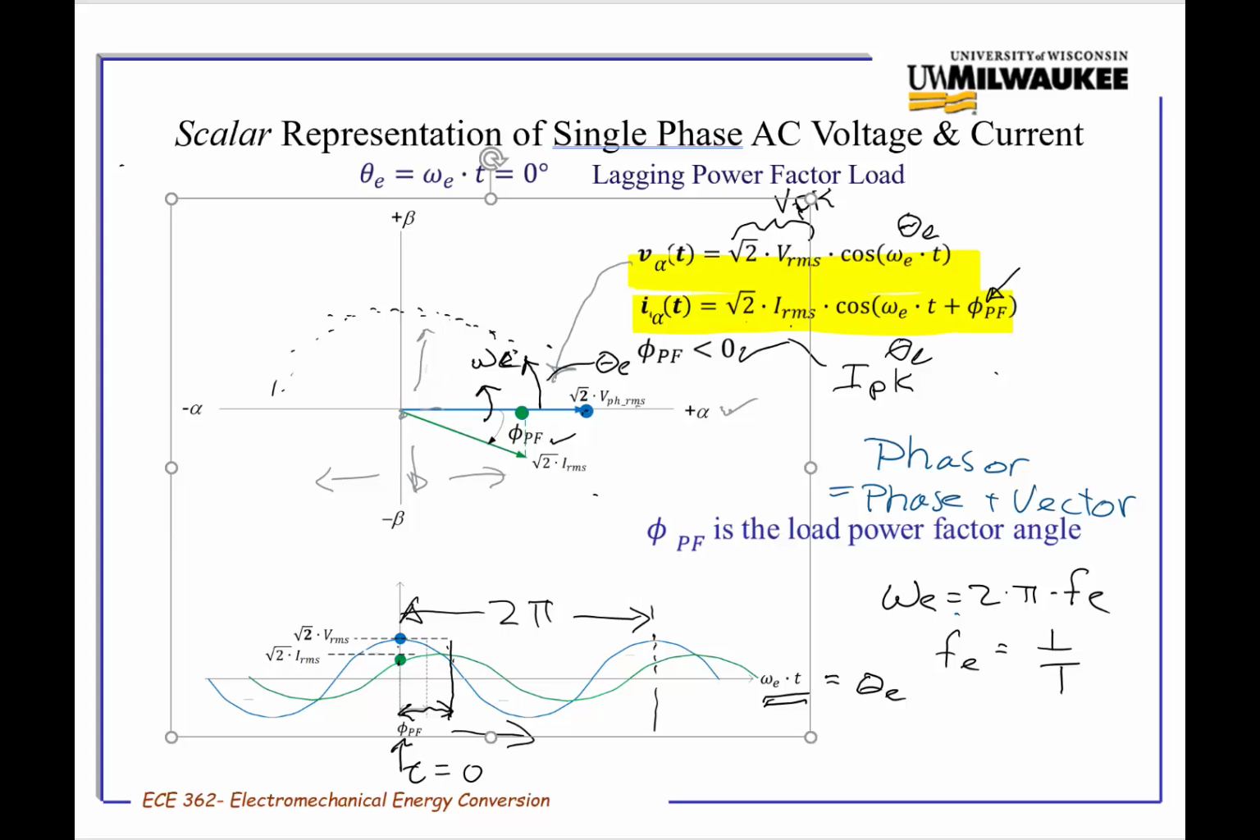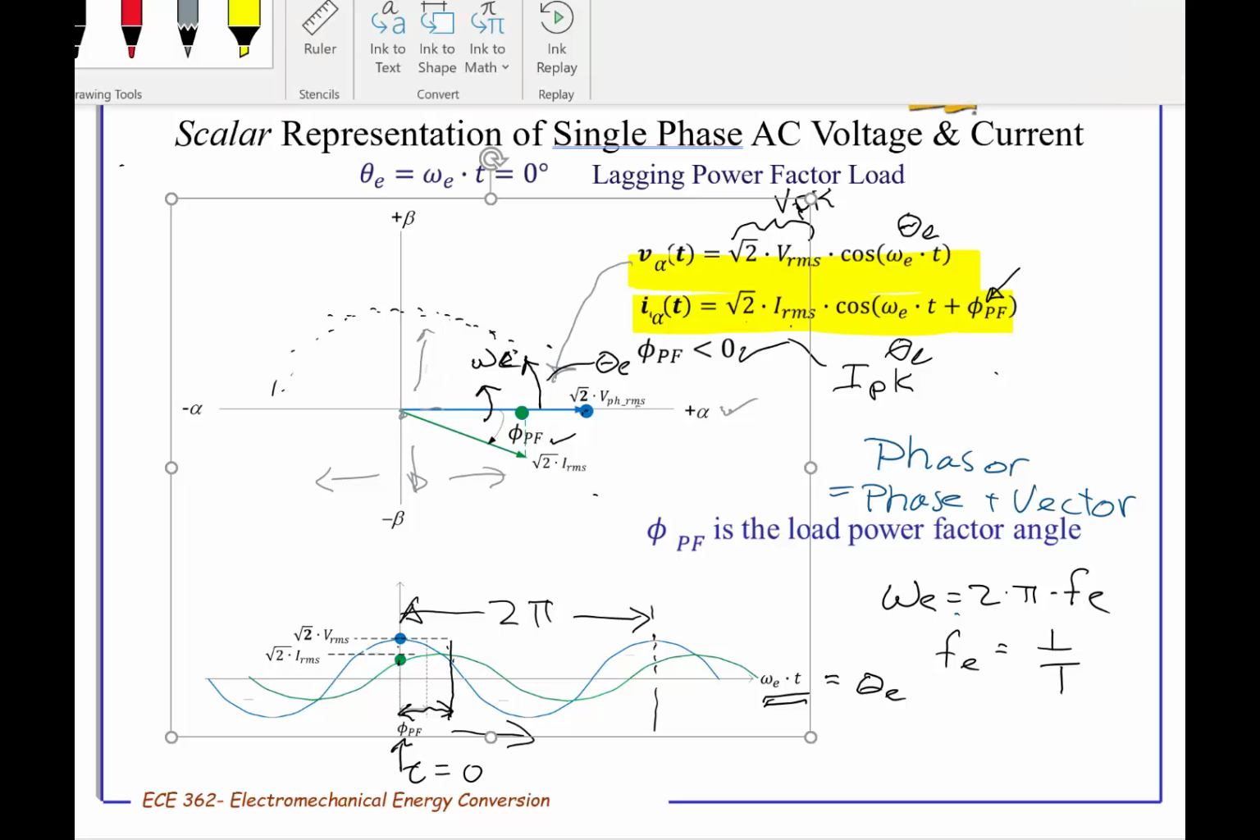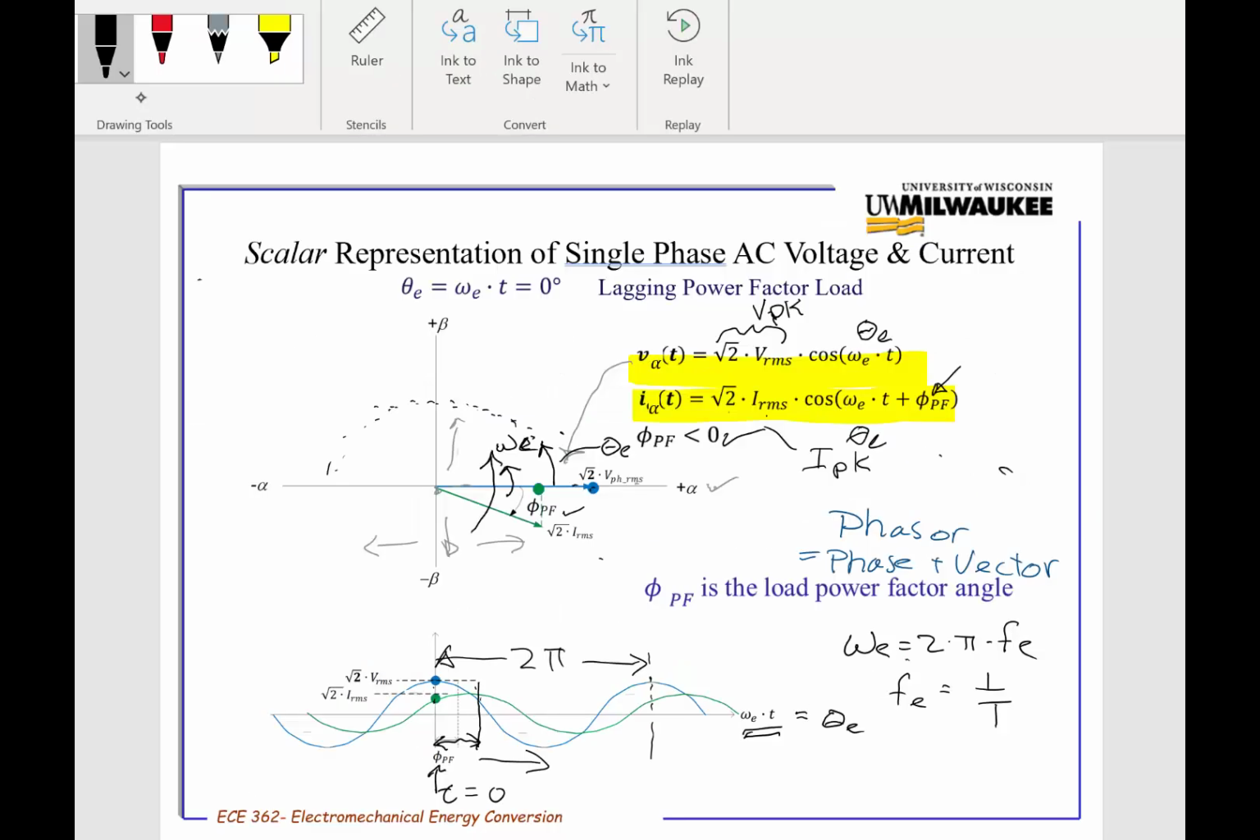Now, if you look at things in the phasor representation, it's easy to understand lagging versus leading. I'll show you why. These two phasors are moving, and which phasor hits the alpha axis first? It's the blue phasor. So the voltage is leading the current. The current is lagging the voltage. The current is going to hit the alpha axis after the voltage hits it. They're both going in this direction.